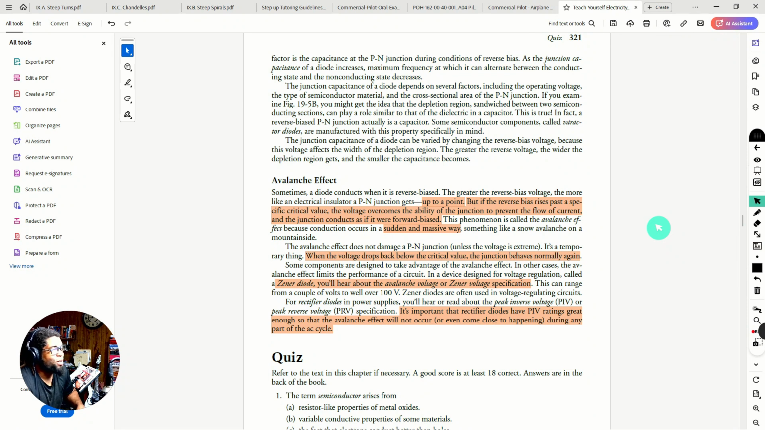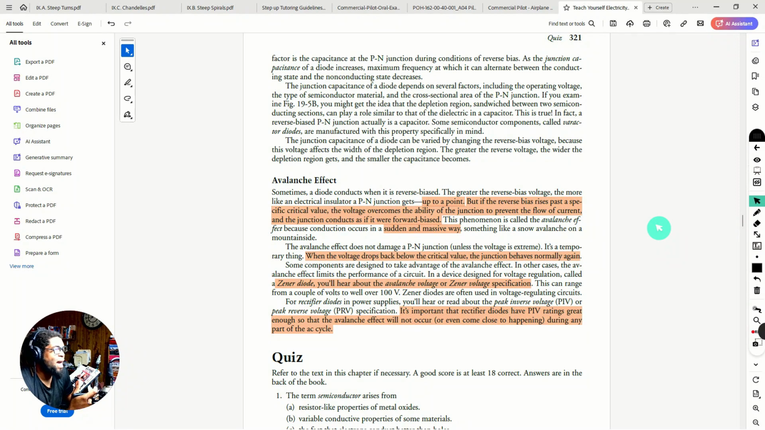So here he's alluding to what I was just talking about earlier, the essence of where you might want an avalanche effect to occur, and that's in a certain type of diode that has been designed to act in a way that's favorable towards a reverse bias. It's rated with a specific reverse bias voltage to be utilized in a circuit where you would want it to break down at a certain point.